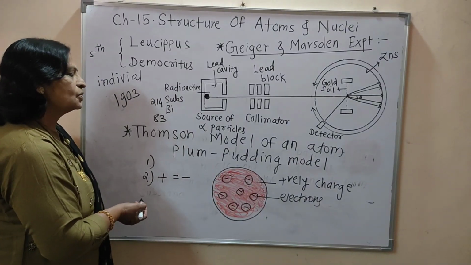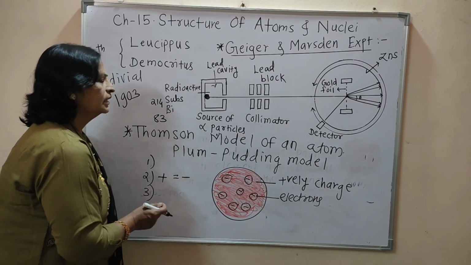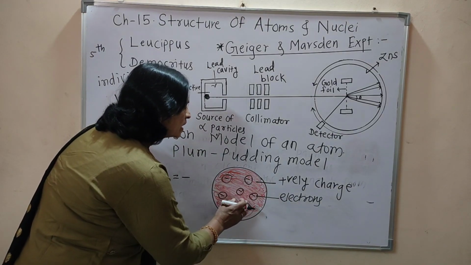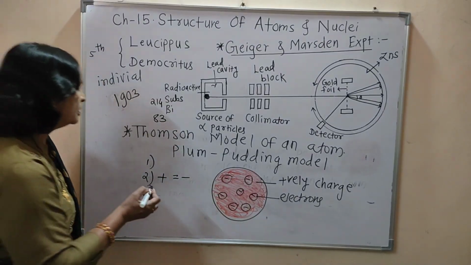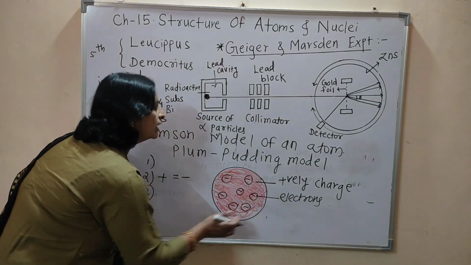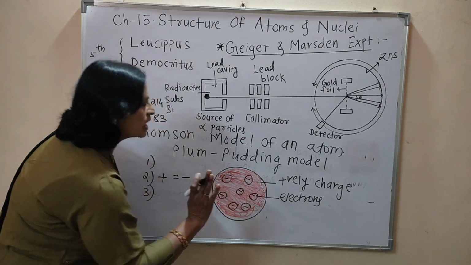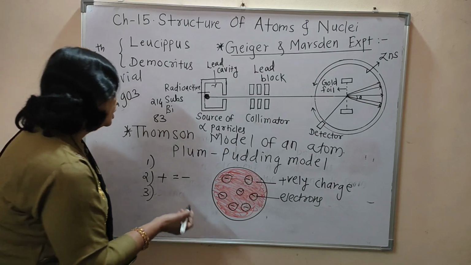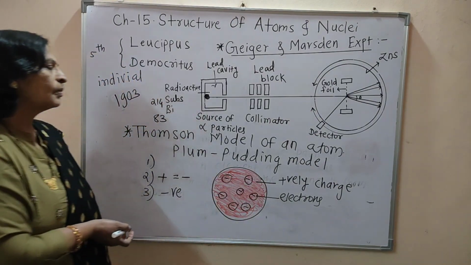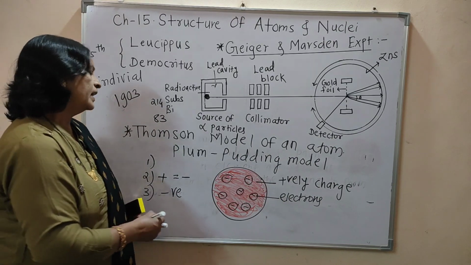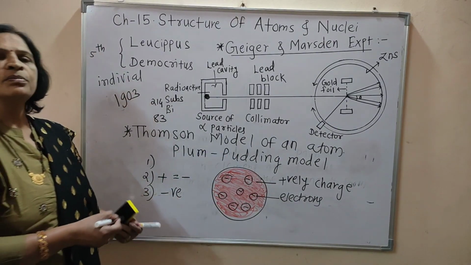And the third assumption is that the electrons can come out. The positive charge cannot come out, but the electron, having very small mass, can come out from this model. And these are the assumptions of Thomson's atomic model.